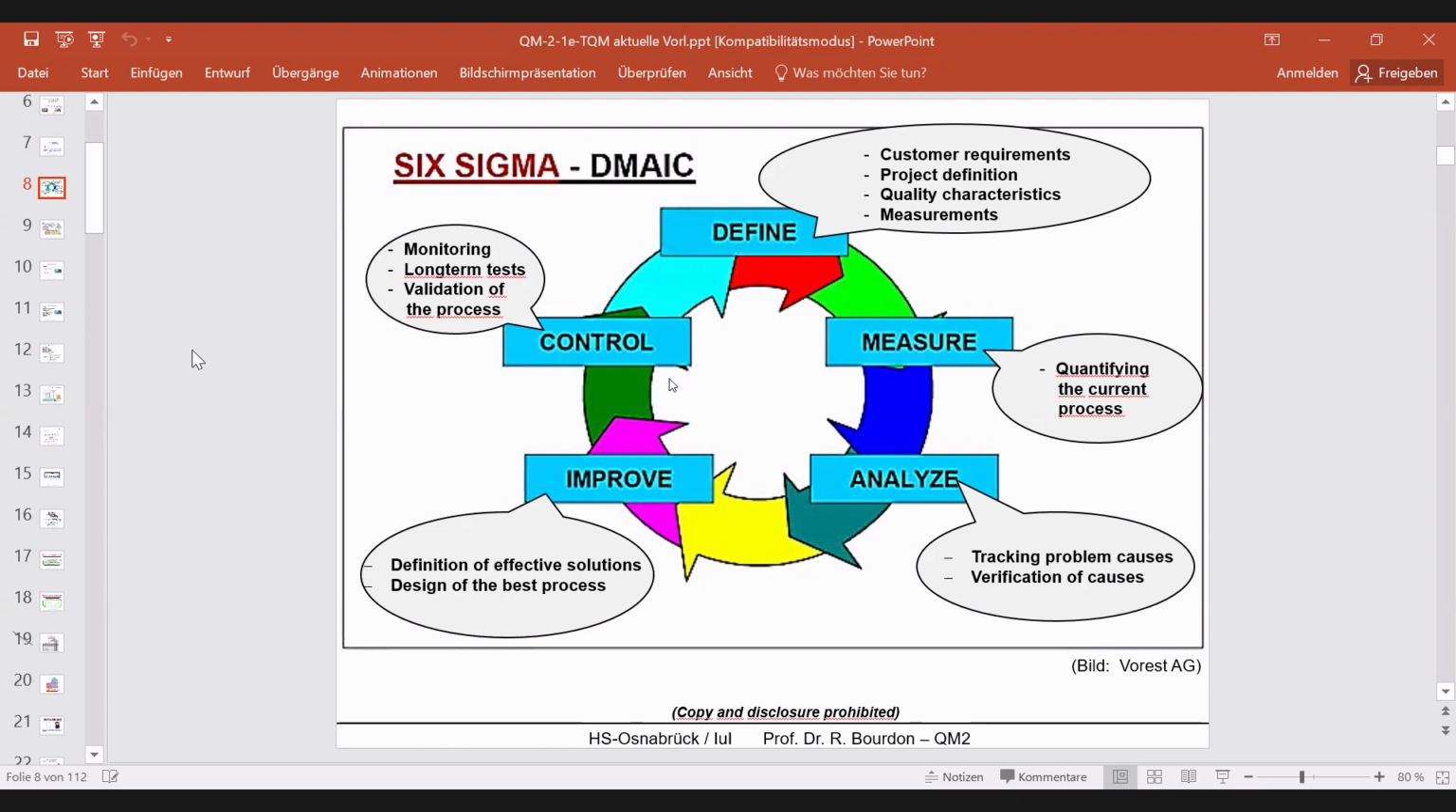This sheet shows the principle of Six Sigma, and it begins with the definition of the process of the project, including customer requirements and quality characteristics, measurements, and so on. Then quality is measured. So the current process is quantified. Then they find out problems, causes for defects, for example, and they try to find out the reasons for the defects. Then the improvement process, and then in the production later on the validation of the process, the control, the monitoring of the process, and long-term tests.